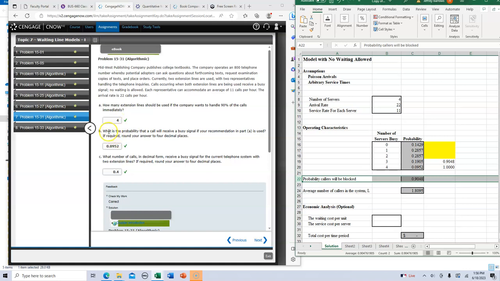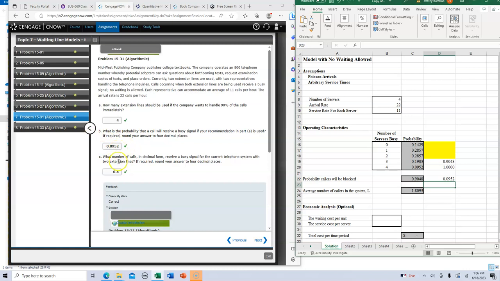Then it says, question B, what is the probability that a call will receive a busy signal if your recommendation in part A is used? So that's just going to be, if these are blocked, then the busy signal is over here, and this will be the complement of that, which is 1 minus 0.9048. And so this 0.0952 is the value that you see in this case.